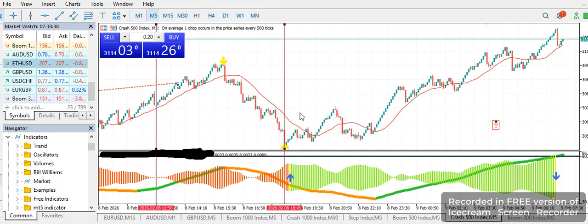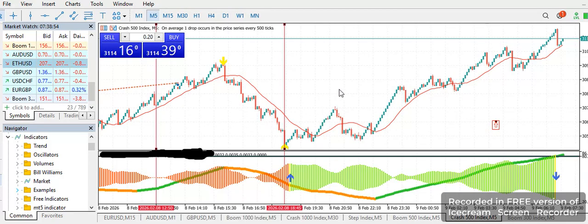So guys, I want to explain to you how this indicator works on Crash 500, and I'm going to show you proof of how this market has moved since yesterday up to today. I'm going to show you what is going to be the next move in the trade.